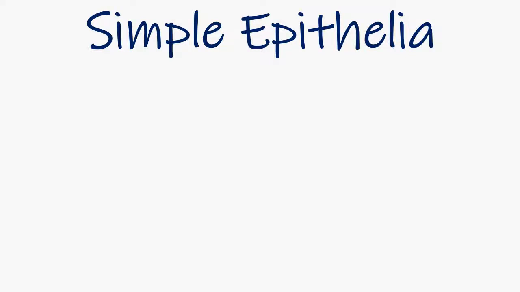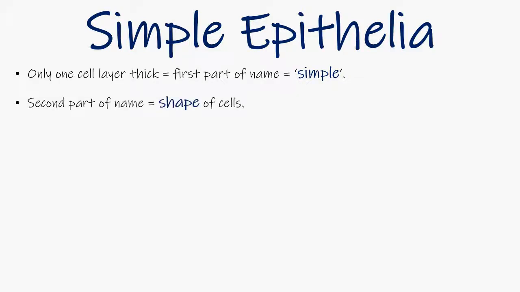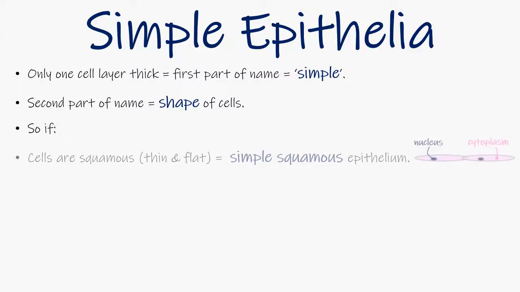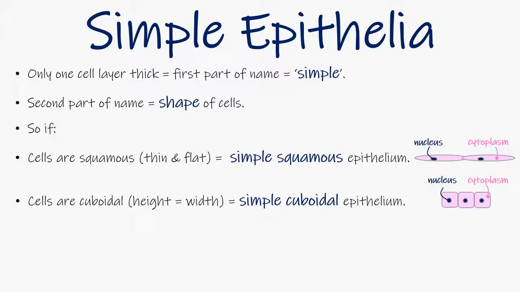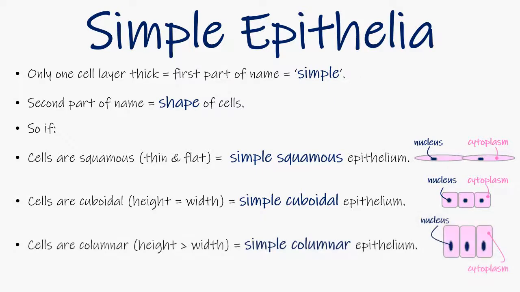Let's start with simple epithelia. As already mentioned, they are only one cell layer thick, and this provides the first part of the name of each type. The second part of the name is given by the shape of the single layer of cells. So if, for example, the single layer of cells is squamous in shape, the epithelium is called a simple squamous epithelium. If the cells are cuboidal in shape, the epithelium is called a simple cuboidal epithelium. And if the cells are columnar in shape, the epithelium is called a simple columnar epithelium.